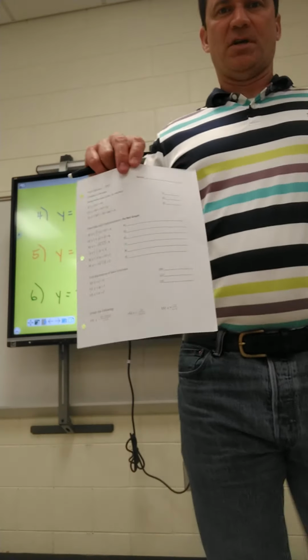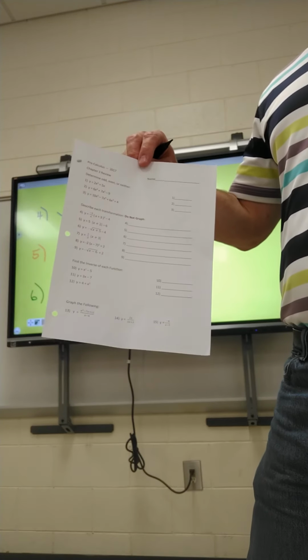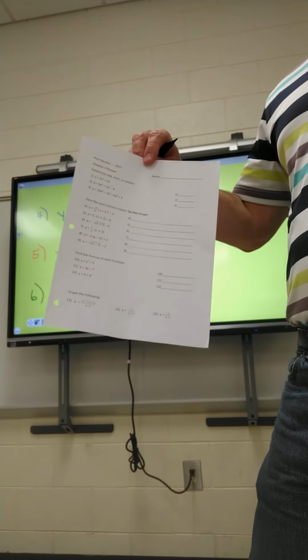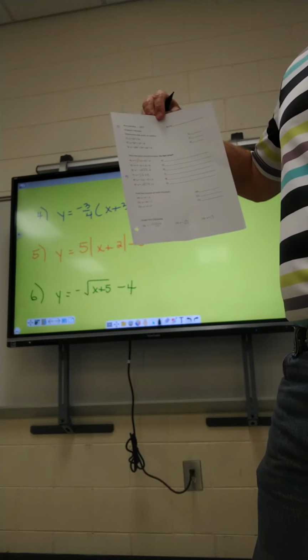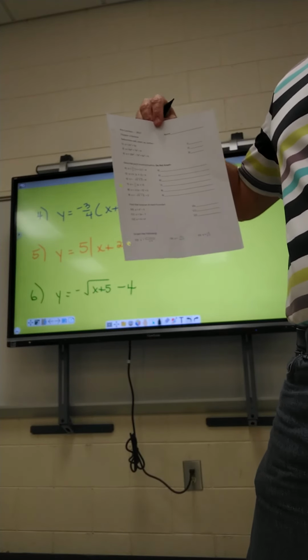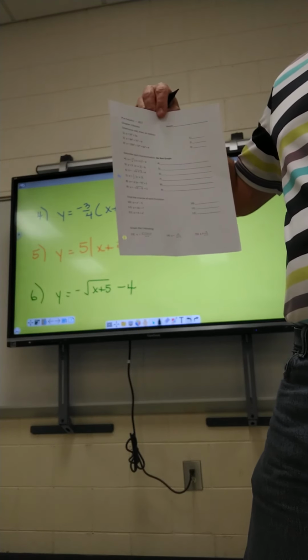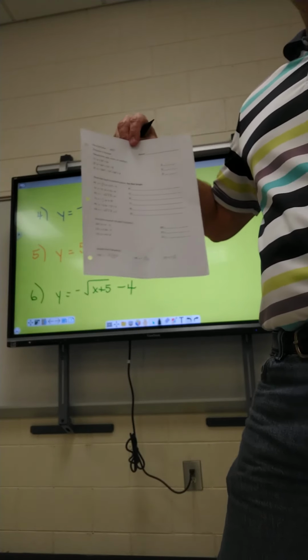All right, we are doing this chapter 3 review with most of you. I already went over 1, 2, and 3, but I'll say it again real quick. 1 is an odd function because the exponents are odd numbers. 2 is an even function because the exponents are even numbers. 3 is neither because you have some odd exponents and some even exponents.